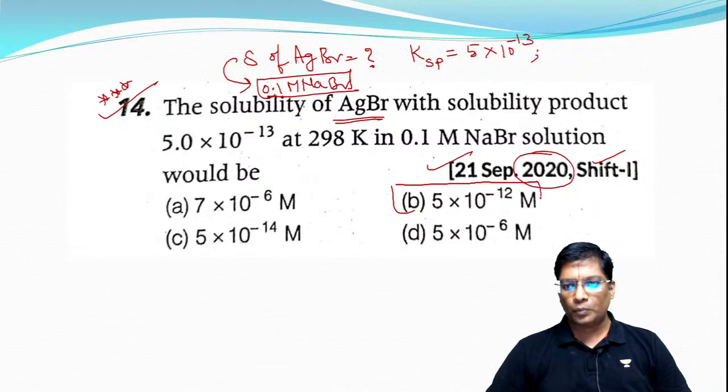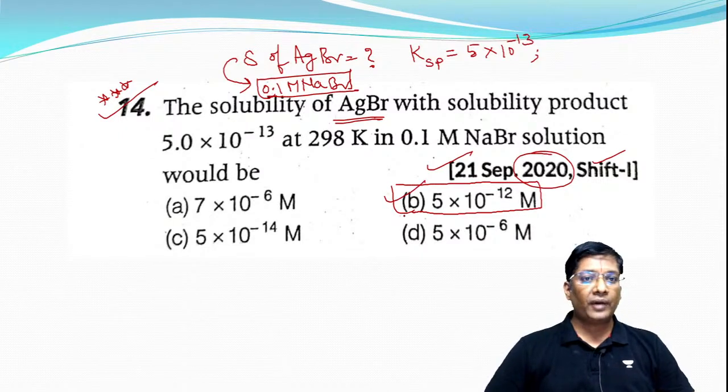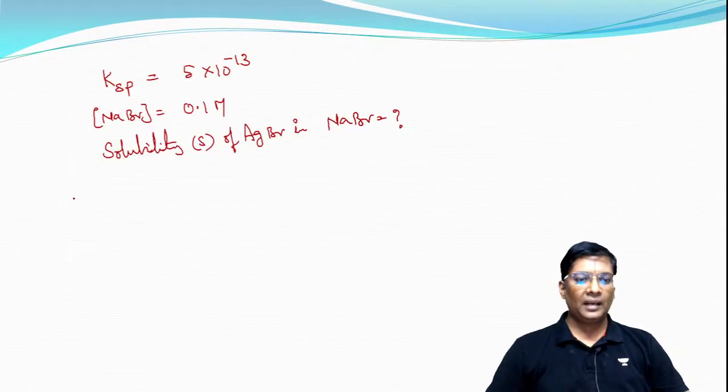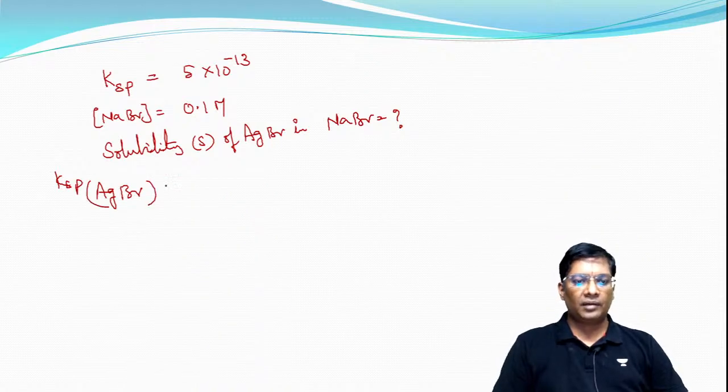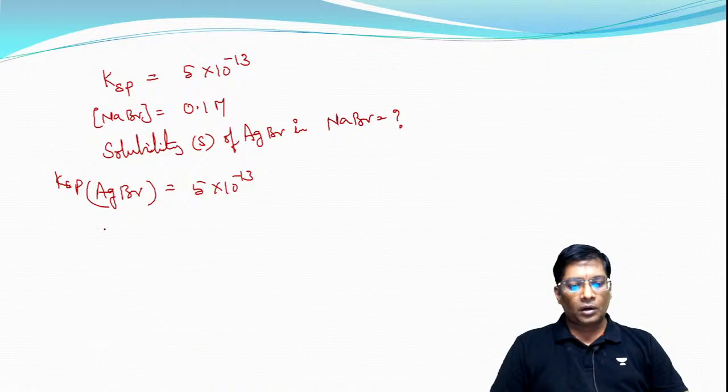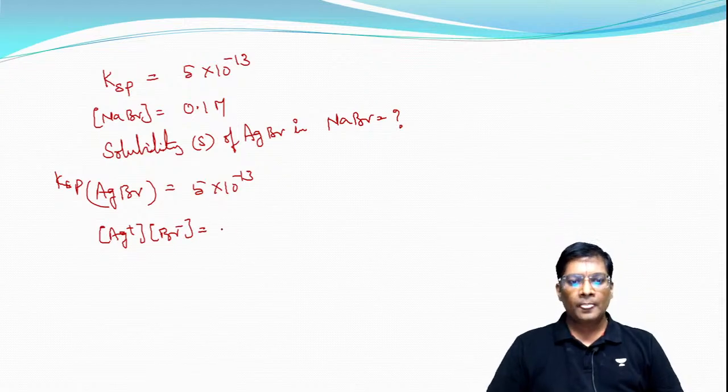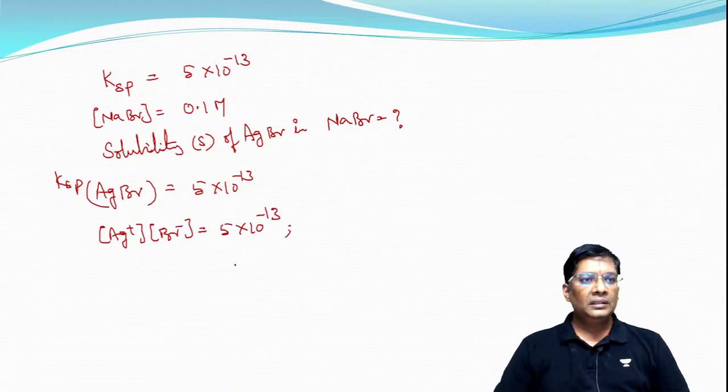5 into 10 raised to minus 12. How will the answer be 5 into 10 raised to minus 12? See how it comes. They have just given the AgBr solution. The Ksp of AgBr they have given, that is 5 into 10 to the power of minus 13. That means the solubility product, the concentration of Ag plus into the concentration of Br minus, is equal to 5 into 10 to the power of minus 13. This was given in the problem, right?